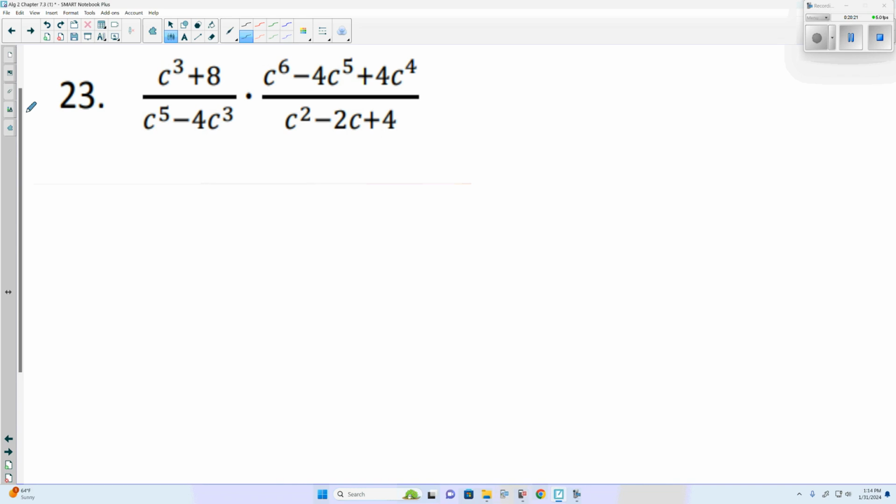C to the 3rd plus 8, over C to the 5th minus 4C to the 3rd, times C to the 6th minus 4C to the 5th plus 4C to the 4th, over C squared minus 2C plus 4.